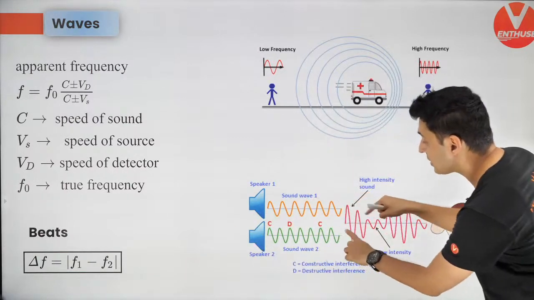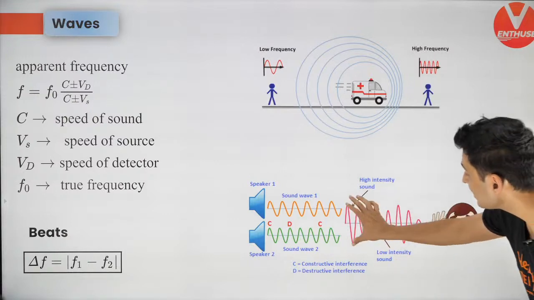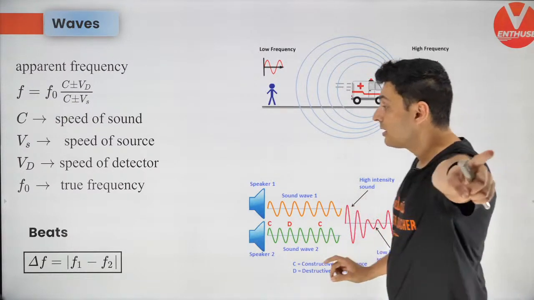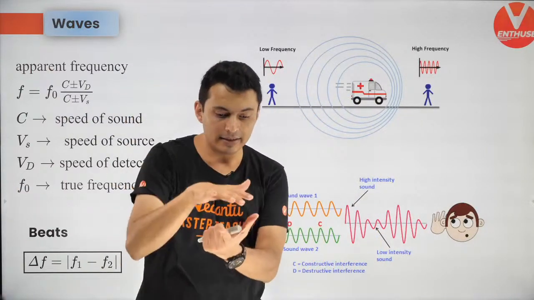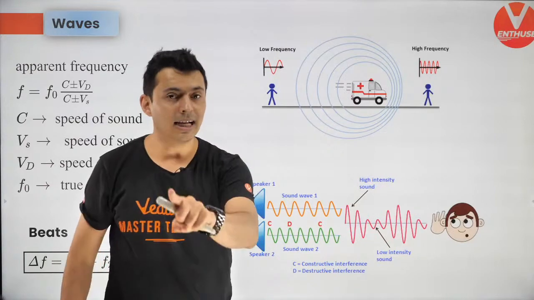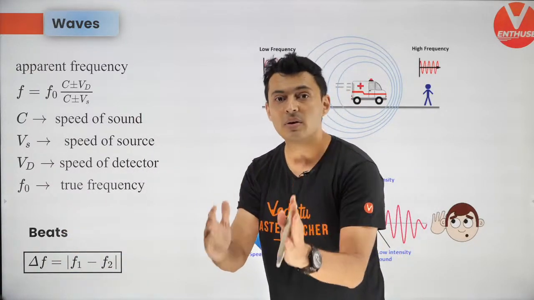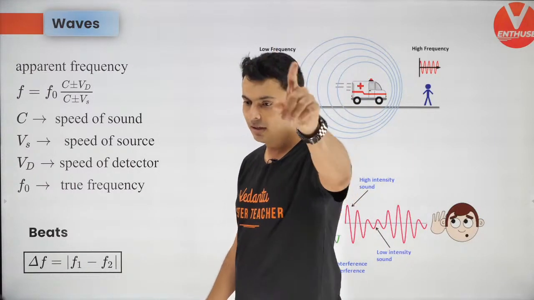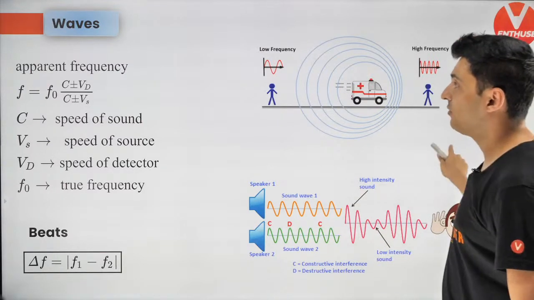When two frequencies of similar nature are sounded together, you will see the sound increases, decreases. That is called beats. The rate at which the sound increases, decreases, that is called beat frequency, and it is the positive difference of higher minus lower frequency. Correct. So remember, all these formulas are important.